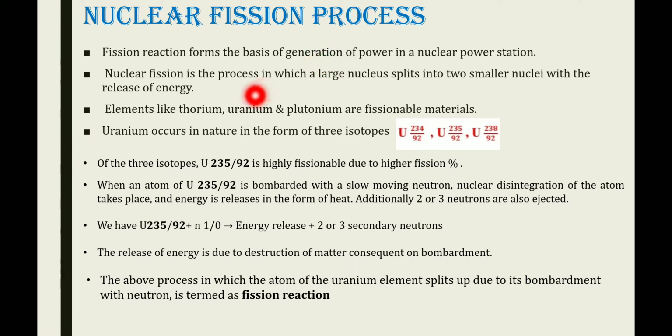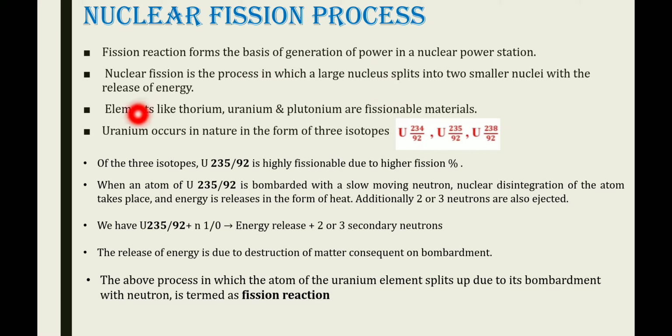Getting my point? So see here, nuclear fission is the process in which a large nucleus, uranium-235, splits into two smaller nuclei. After splitting, it releases some amount of energy. Getting my point? So this heavy element, uranium-235, is there.